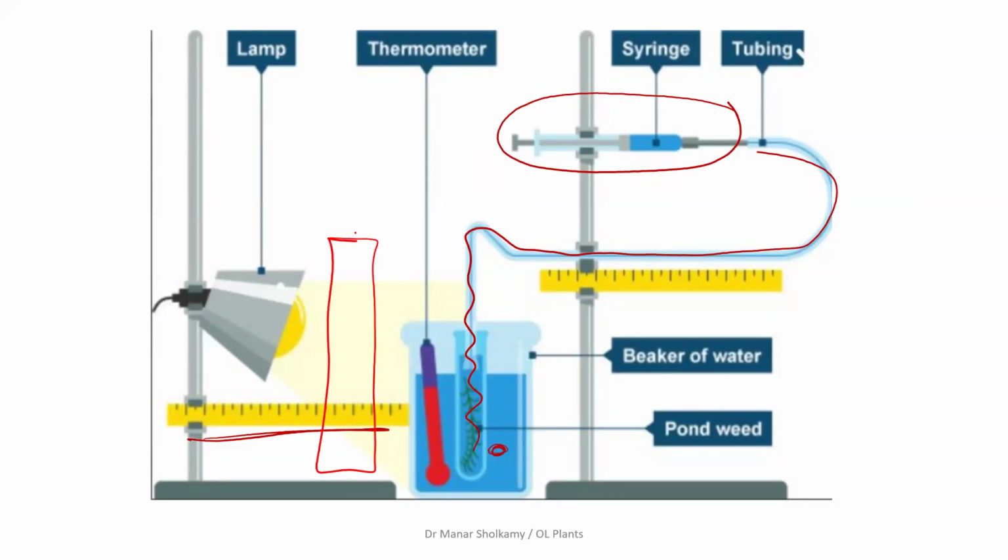And by the way, I can use this same apparatus if I want to change another independent variable. For example, the what? Temperature. I'm going to fix the distance of the light. So the distance will not change. Nothing will change, but I'm going to change the temperature of the water if I want to study how the temperature will affect the rate of photosynthesis. How do I change the temperature of the water? Thermostatically controlled water bath. Very good. Thermostatically controlled water bath.